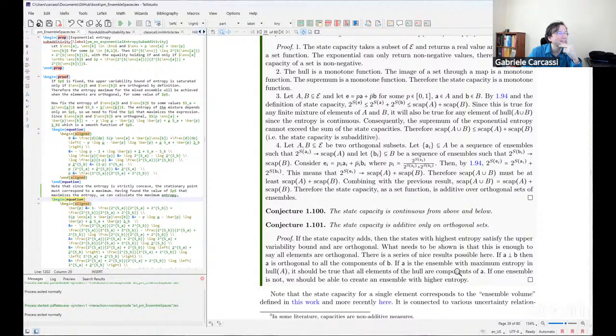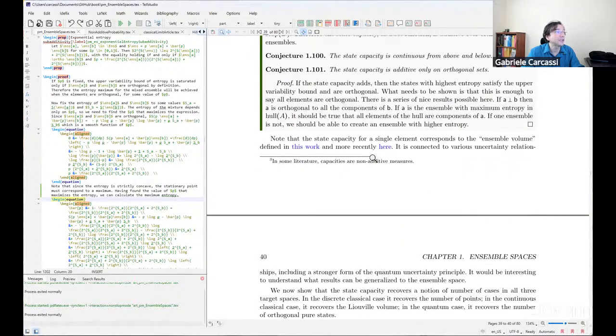So if A is the ensemble with maximum entropy in the hull of A, it should be true that all elements of the hull are components of A. If one ensemble is not, we should be able to create an ensemble with higher entropy. So I think you should be able to prove it by contradiction. Okay, so that's basically it. And this is what I was saying before.